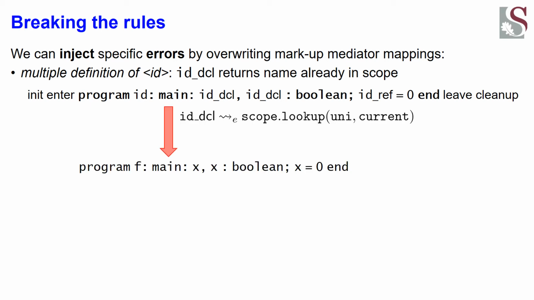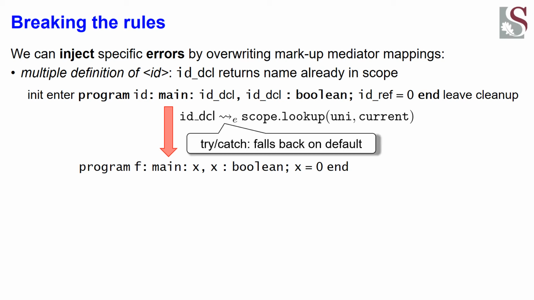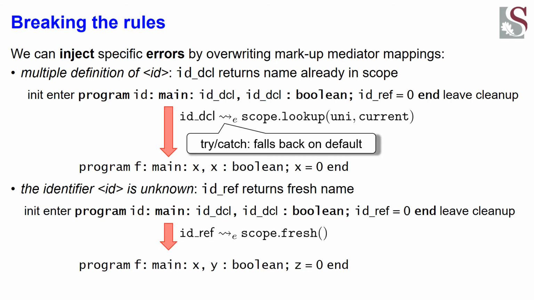And if we overwrite the mapping for decl to use the lookup method, then rendering produces the repeat declaration for X. Actually, this works only because the overwriting wraps the mediator into a try-catch block and falls back on the default. In this way, the first call to decl first fails on lookup because the table is still empty, and then defaults back to the original insert, which adds X. The second call then succeeds with this X on the lookup.